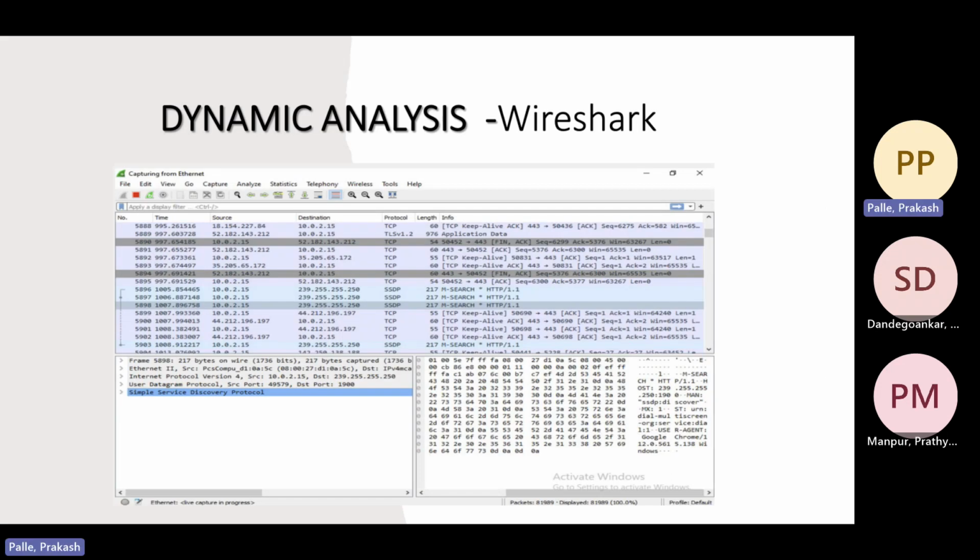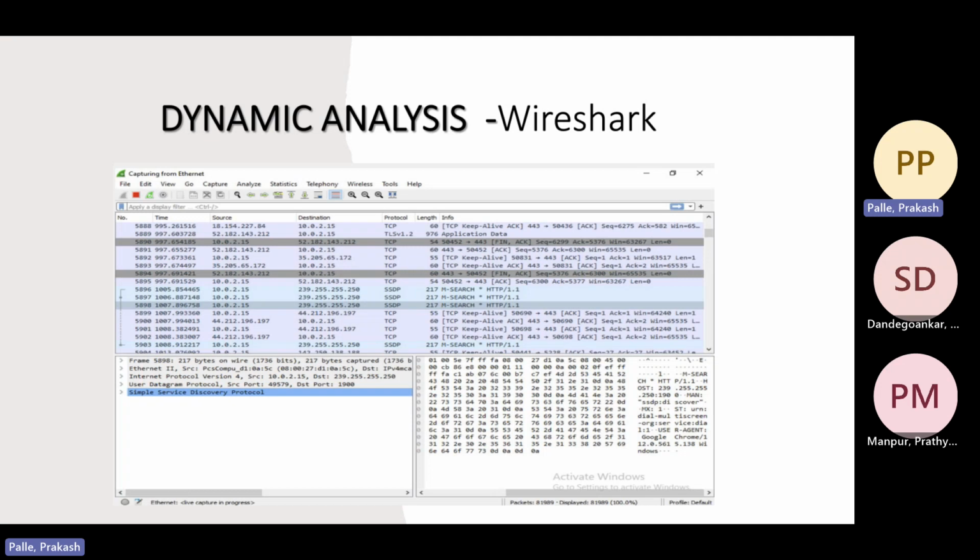And the other important network traffic tool we have used is Wireshark. Wireshark is a network protocol analyzer that captures and analyzes network traffic. It can identify network-based behavior of a malware, such as communication with a command and control server, and data exfiltration. Wireshark allows you to inspect the individual network packets and analyze the various protocols.